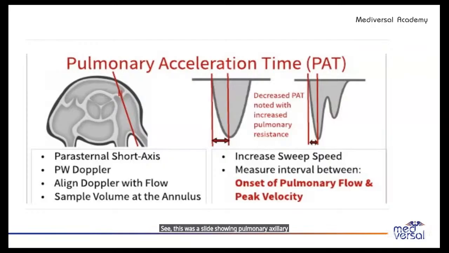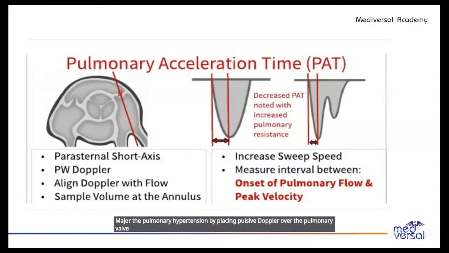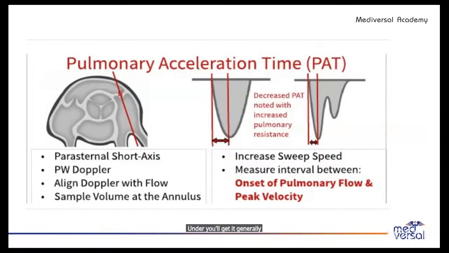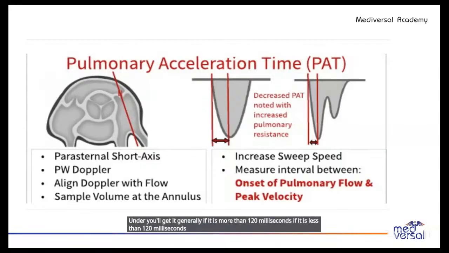See, this was the slide showing pulmonary acceleration. Indirectly, you can measure pulmonary hypertension by placing a pulse wave Doppler over the pulmonary valve, and you can see the pulmonary acceleration time. Generally, the machine will calculate it once you keep the pulse wave Doppler over the pulmonary valve, and you will get it. Normally it is more than 120 milliseconds. If it is less than 120 milliseconds, you will suspect pulmonary artery hypertension.